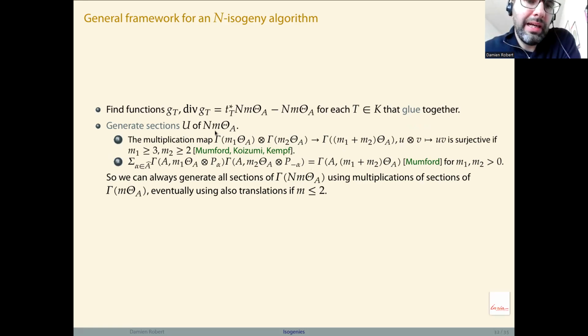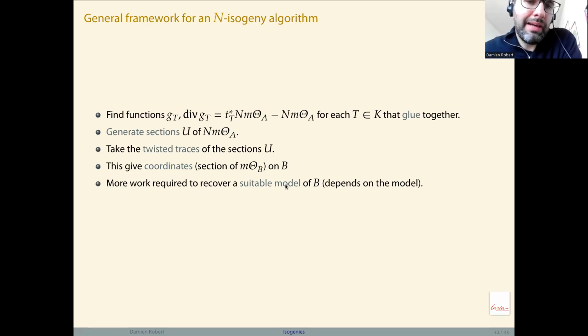What we can use here is that the multiplication map is surjective, essentially. So what people can prove is that using multiplication and translation, we can always generate all functions on nM theta A using only functions on M theta A. It's not too hard to generate functions on nM theta A. And then once I have them, I can look at my twisted trace of this function to construct coordinates on B. So here I describe a general method to evaluate coordinates on B.